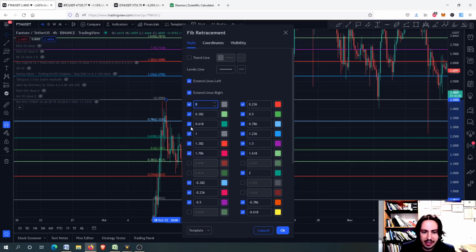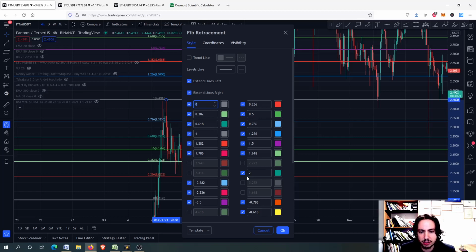I have enabled these numbers on the Fibonacci retracement that you are seeing on your screen. You can pause the video if you want to write them down. You can do whatever you want. 0.382, 0.618, the 0.786, 0.236, 0.5, and the 1 and the 0 are the basic Fibonacci tools.